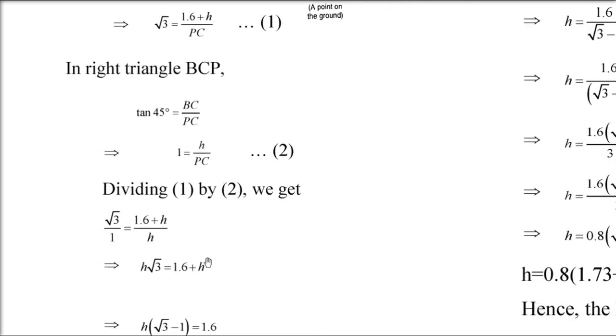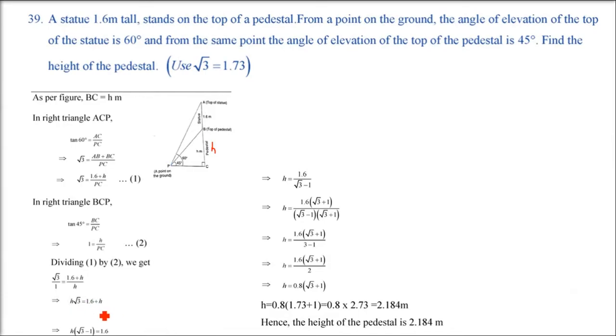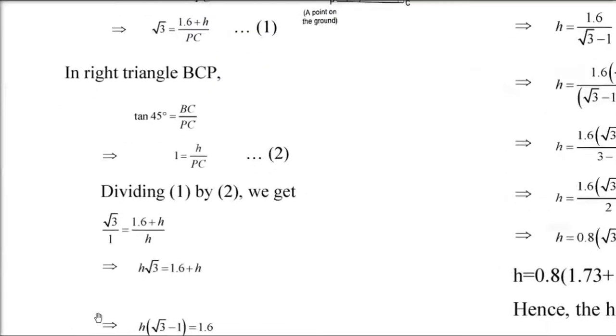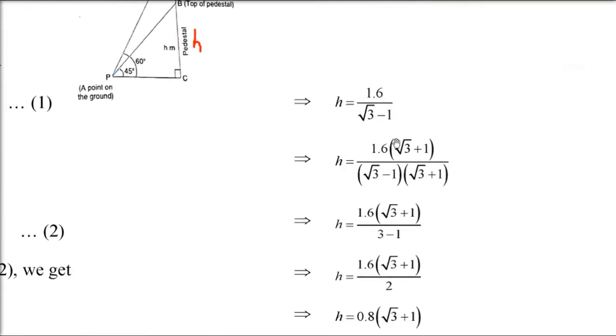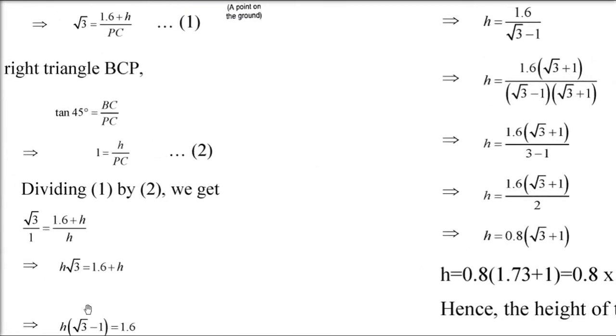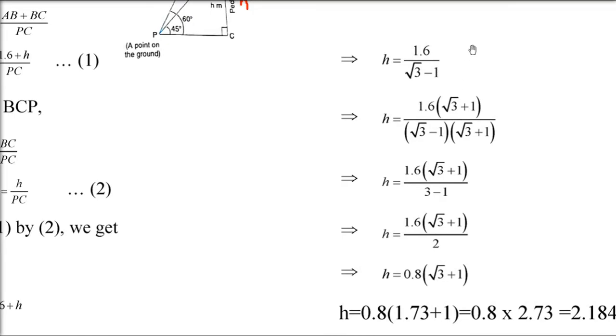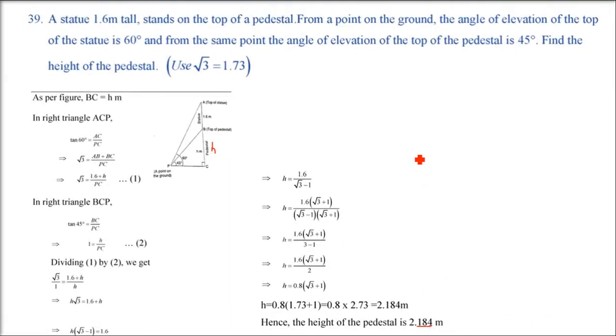Now when you put these values, you can easily find out h because it's quite simple. The calculation is in front of you. Only one thing you have to be careful about, that this root 3 minus 1 has to be rationalized. When you take h root 3 minus h, you can take h common, root 3 minus 1 will come in the denominator of 1.6. So here you have to multiply numerator and denominator by root 3 plus 1. Otherwise, root 3 is 1.732, you can use it in the computation, and then 2.184 will come.